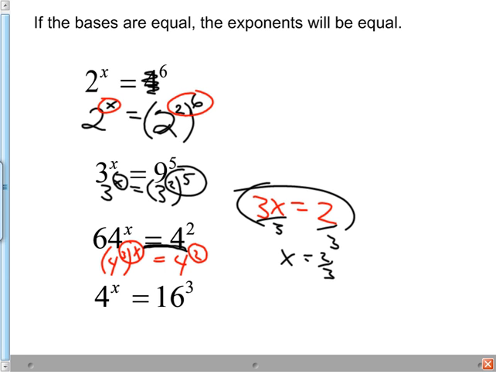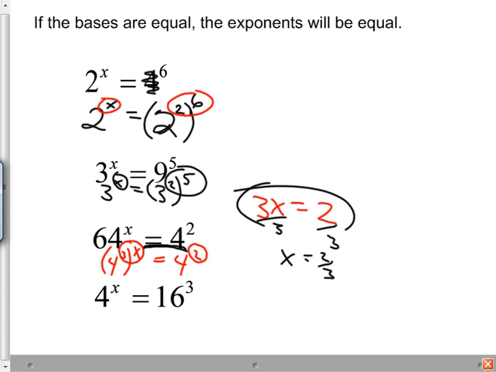This is what we do for solving ones where we're not ready to break into logs yet. When they are ugly decimals or you can't make the bases the same, then you have to use logs. So, oh, that's right, you want to take this.